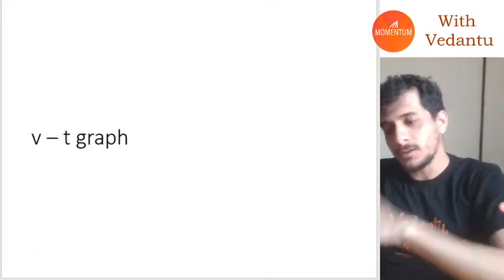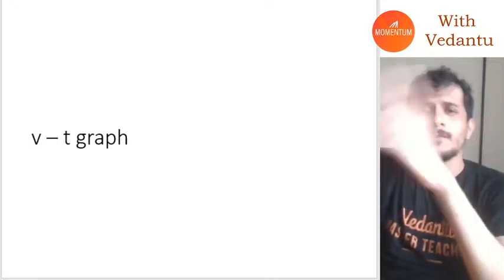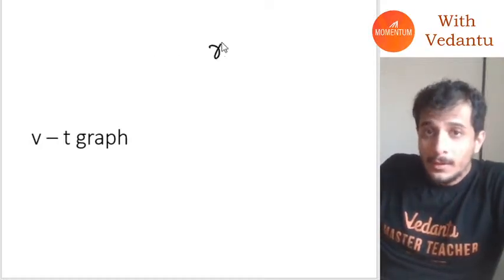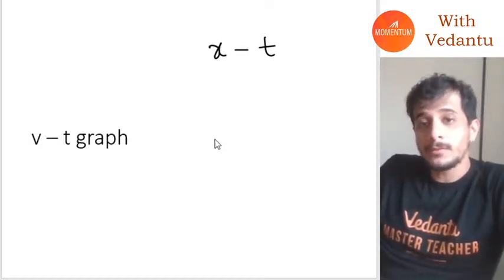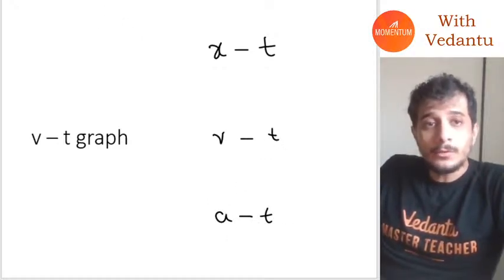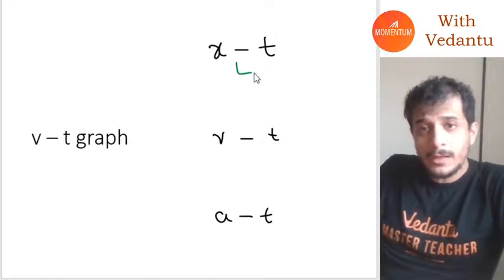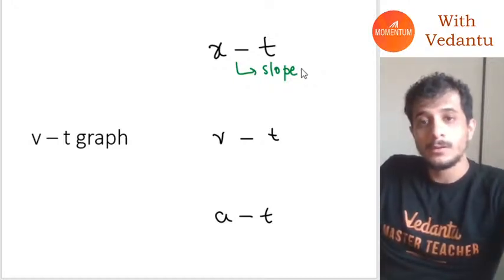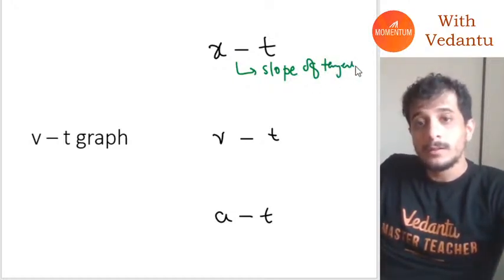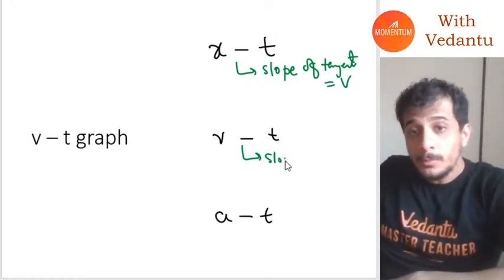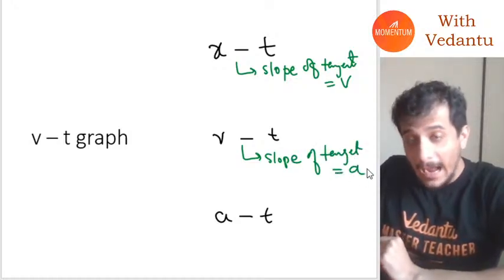Next, let's talk about the V versus T graph, guys. The V versus T graph is in many ways the same as the X versus T graph. You have to remember that if I have three different graphs: X versus T, V versus T, and A versus T. If you take the slope of the tangent here, then that is equal to V. Similarly, if you take the slope of the tangent in a V versus T graph, what will you get? You will get acceleration.